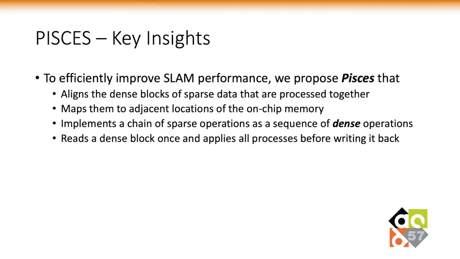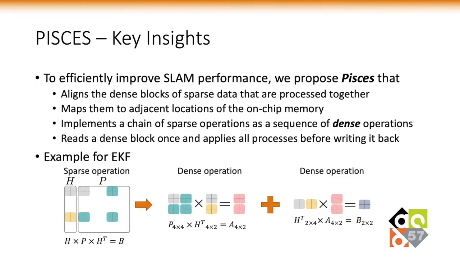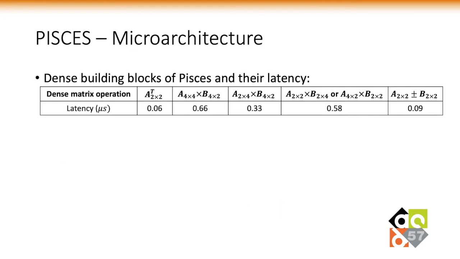As a result, it accesses the on-chip memory only once to read a dense block and applies all required processes before writing it back. This way, it reduces the number of accesses to on-chip memory, a key factor that causes high power consumption. For instance, the figure in this slide shows an example of a matrix operation on two sparse matrices converted into two dense matrix operations. The building blocks of Pisces are 7 dense matrix operations, including matrix transpose, 4 matrix multiplications on various size operands, subtraction, and summation. The table in this slide lists the latency of each building block.